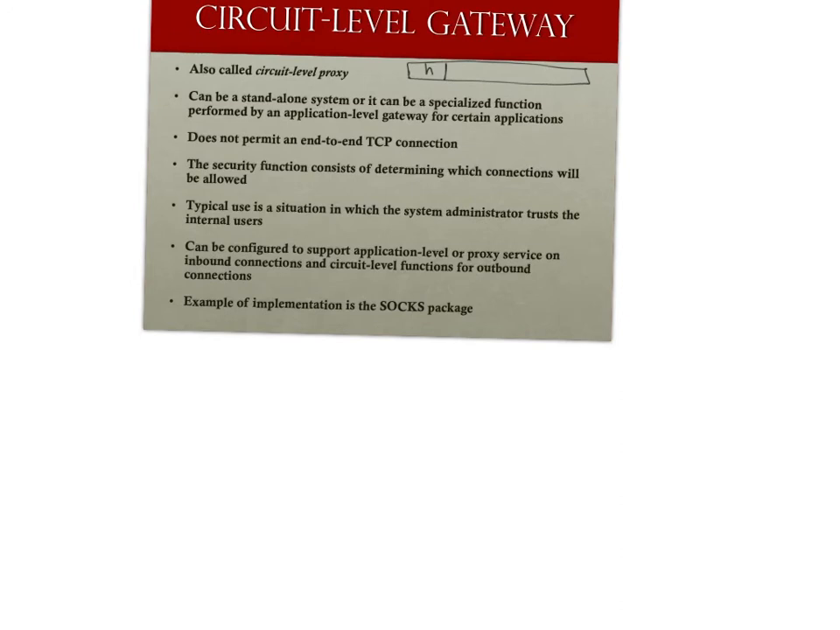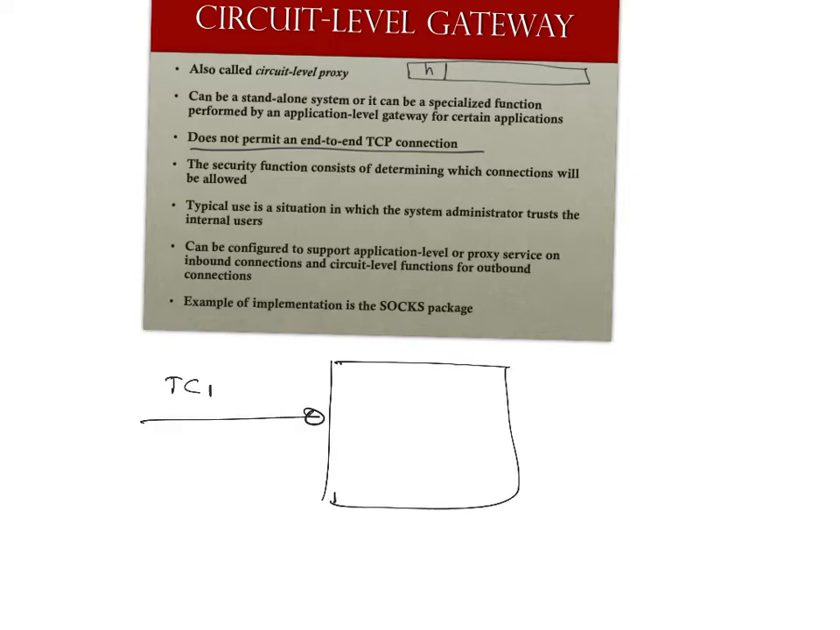So it doesn't look on a packet by packet basis or data by data. It looks at the entire circuit. And the circuit here is a complete session between a client and a server. And as part of this, it does not permit the end-to-end TCP connection. So similar to the application level gateway, you have an incoming TCP connection and you have an outgoing TCP connection. So it breaks the end-to-end into two different TCP connections. So one incoming and one external, right? The security function consists of determining which connection will be allowed.